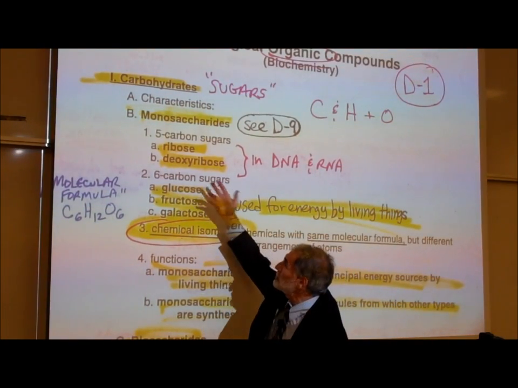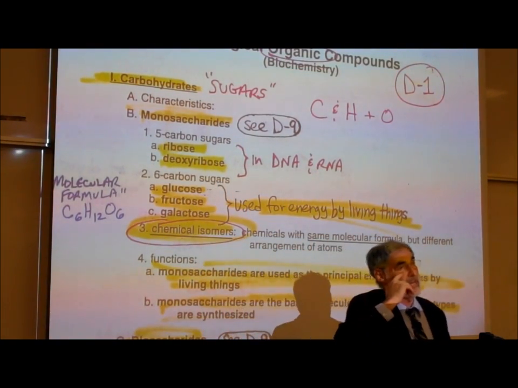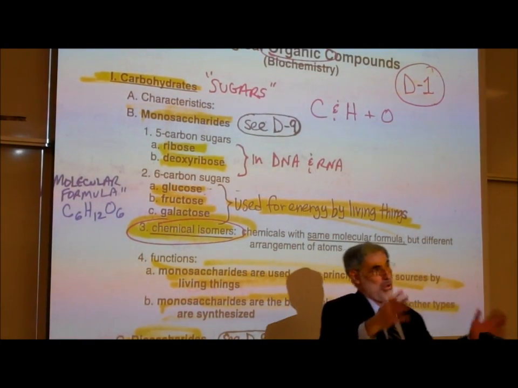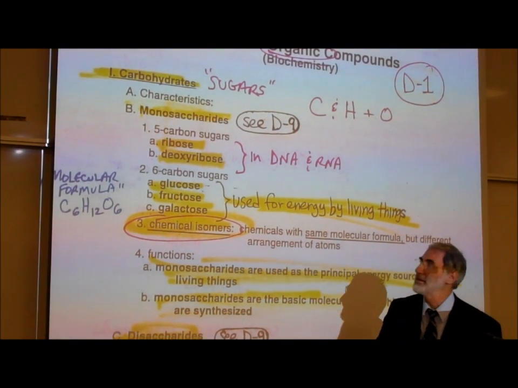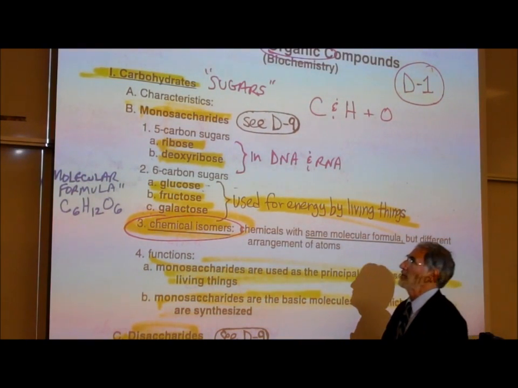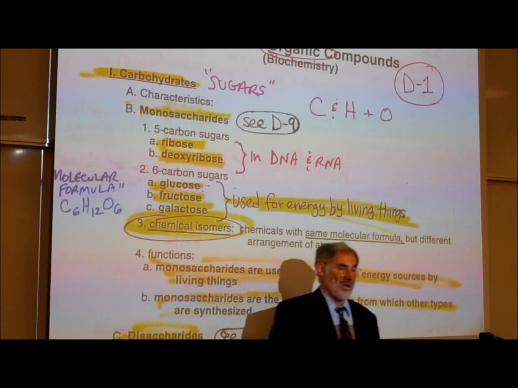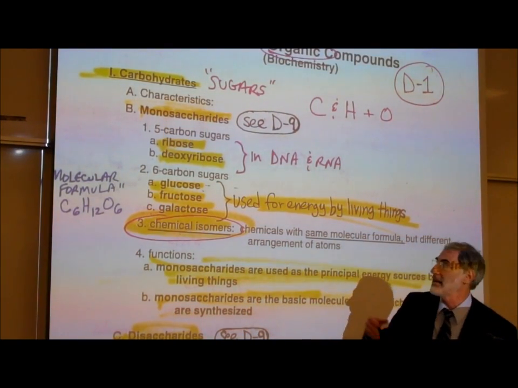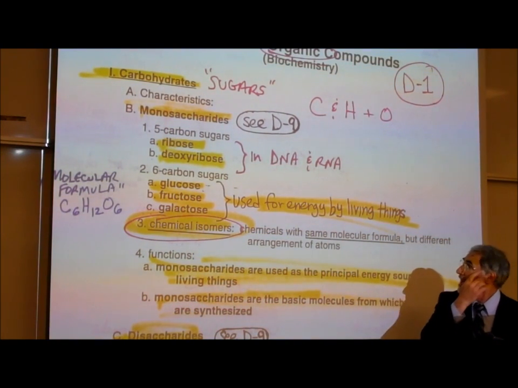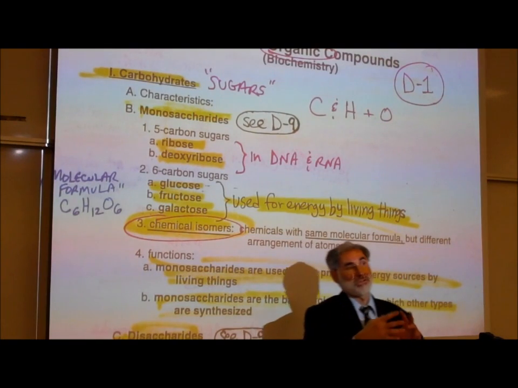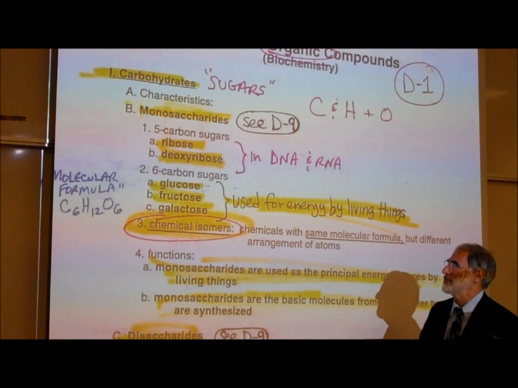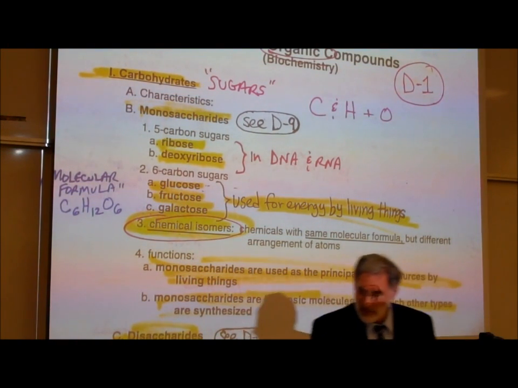And I gave you two sugars that are 5 carbon atoms long to learn, and 3 sugars that are 6 carbon atoms long to learn. There are hundreds of sugars. These are just 5 out of hundreds. Ribose and deoxyribose are both 5 carbon atoms long. Ribose is an important sugar in a very complicated molecule called RNA, ribonucleic acid. And deoxyribose sugar is found in an even more important and more complex organic molecule called DNA, which stands for deoxyribonucleic acid.